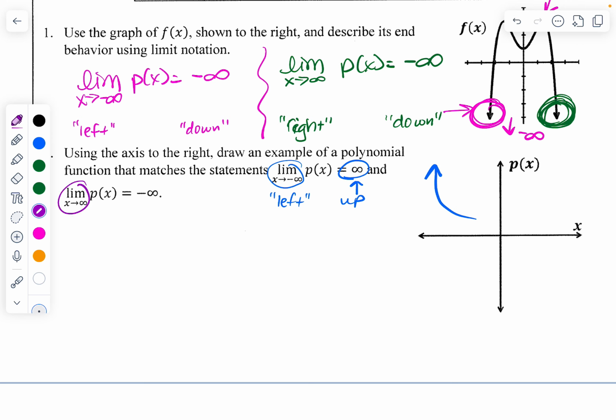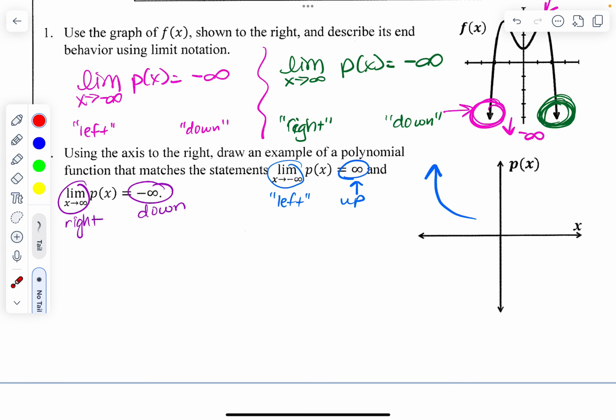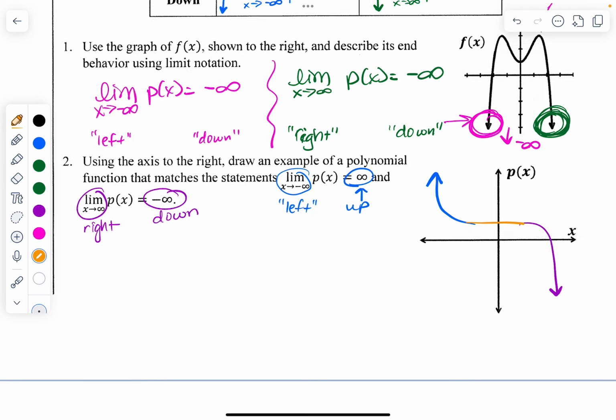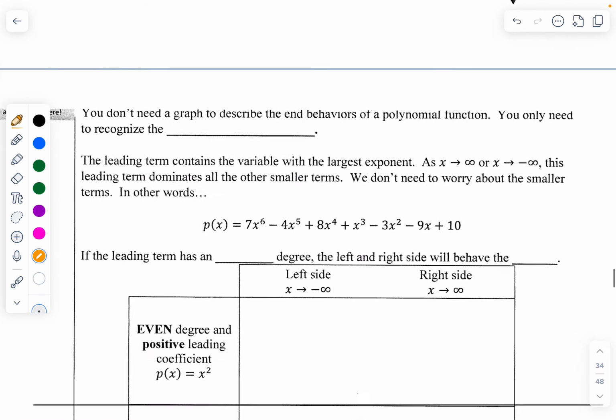And here, as the limit as x approaches infinity, this means as it's moving to the right, P of x is going to negative infinity, which also means down. So as we're going to the right, f of x is going to be moving downward. So we're going to see something, maybe it looks like this. And then we can connect those two in the middle to make sure it looks like a function that uses both of those limits to the left and to the right.